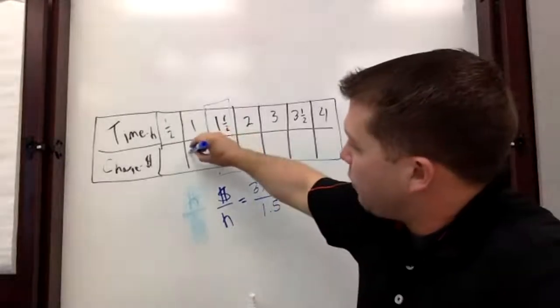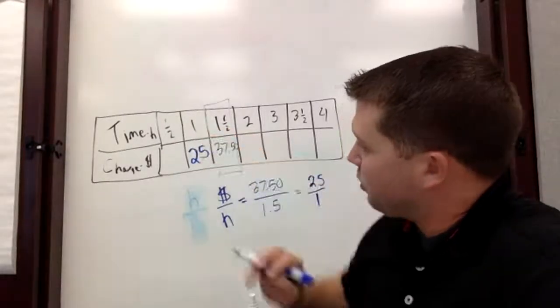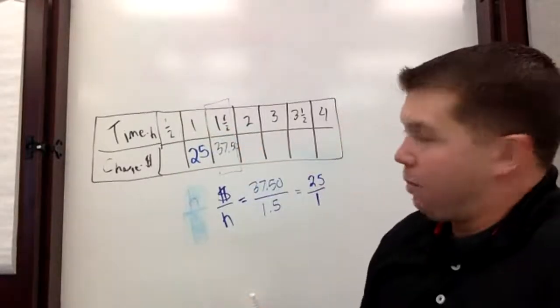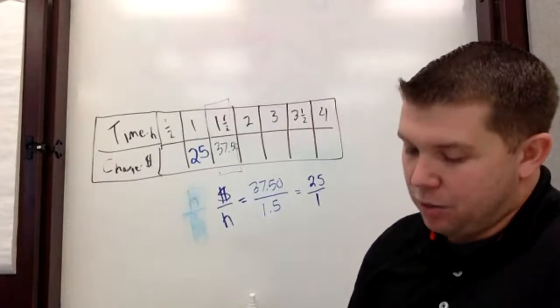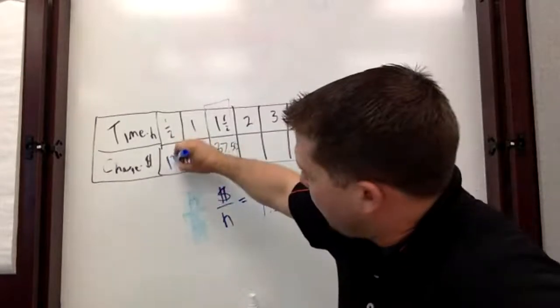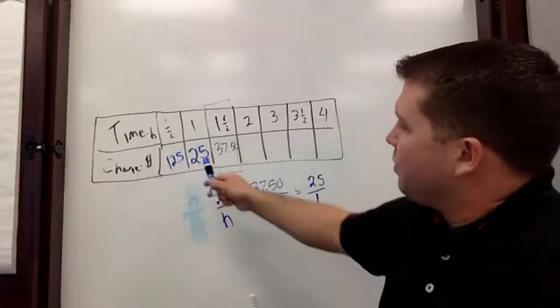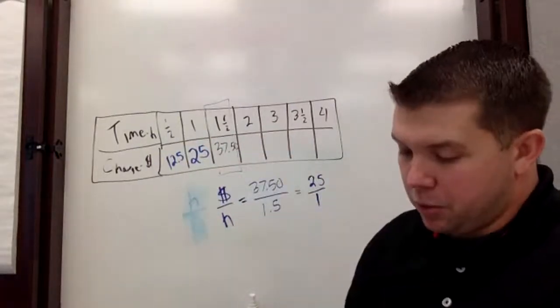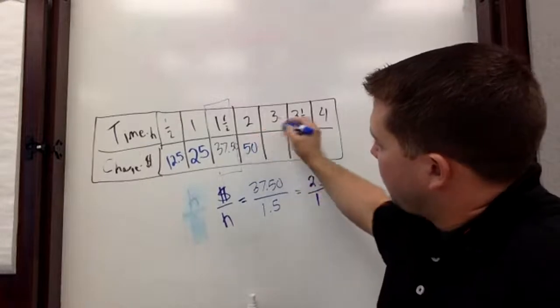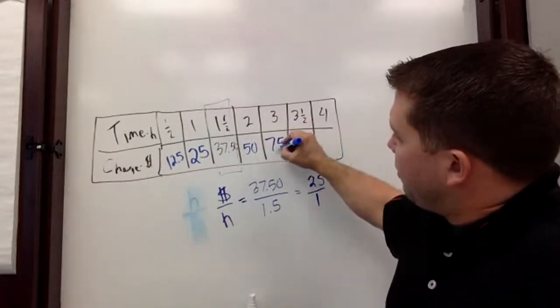Okay, so now that we found $25 for 1 hour, we can now find them all. I can divide that by 2, and I get my 12.5 for half, because I would just take 25 times 1/2. I could take 25 times 2, and I would get 50. Okay, 25 times 3 would be 75.